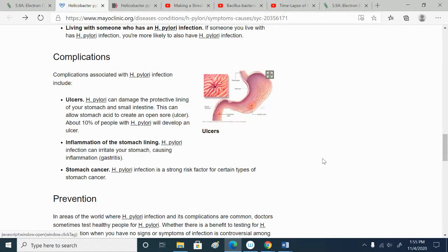But it just depends, right? Most people will never have any symptoms of a Helicobacter pylori infection. Others may get ulcers, and some others, a small percentage, it can lead to stomach cancer.